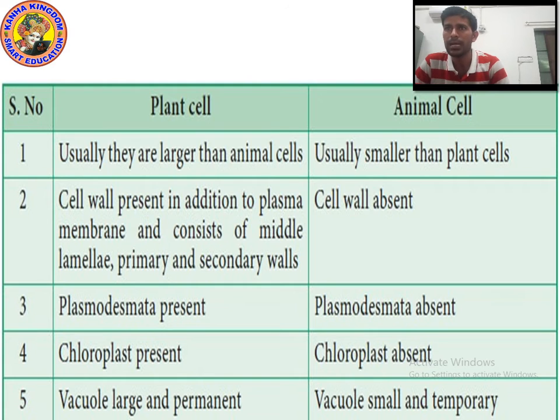Next difference is plasmodesmata present in plant cell, but in animal cell plasmodesmata absent. Next point, chloroplast is present in plant cell, but in animal cell chloroplast is absent. And next you can see vacuole, large and permanent. In plant cell the size of vacuole is very large, as I showed you in the diagram, but in animal cell the vacuole is very small and temporary, not permanent.